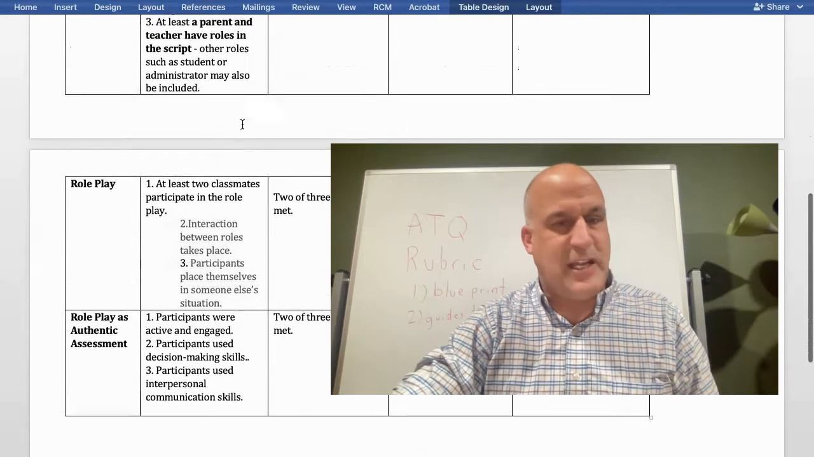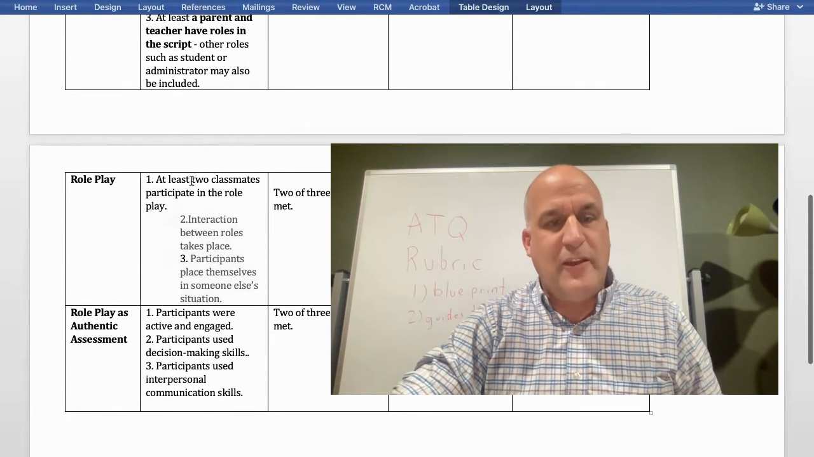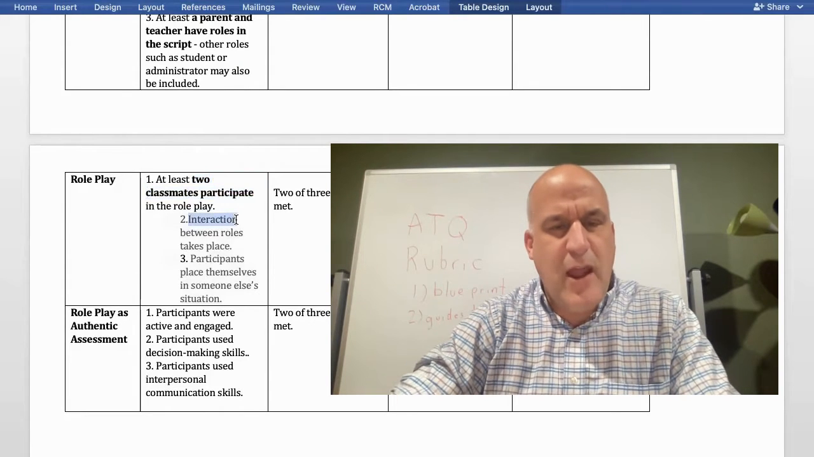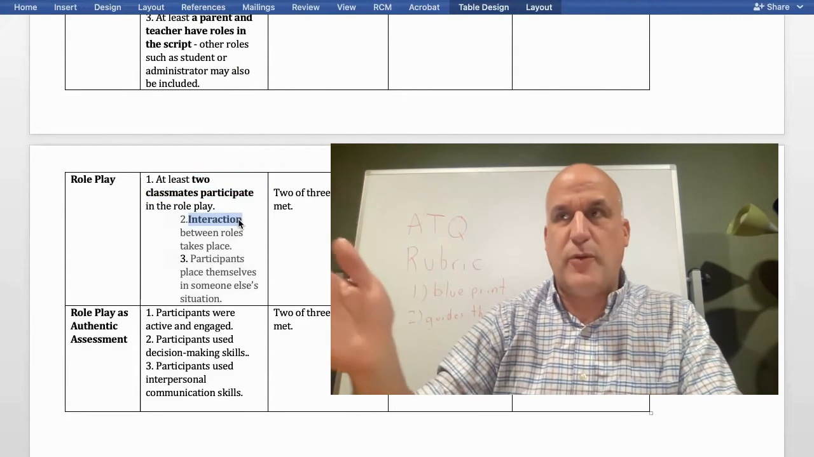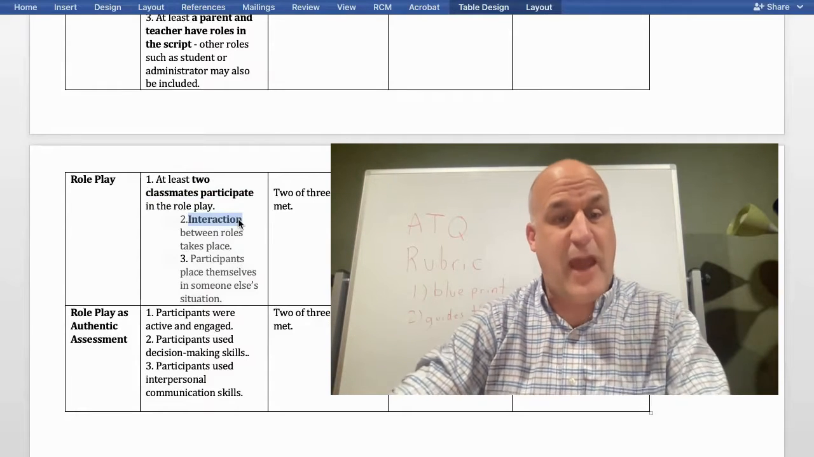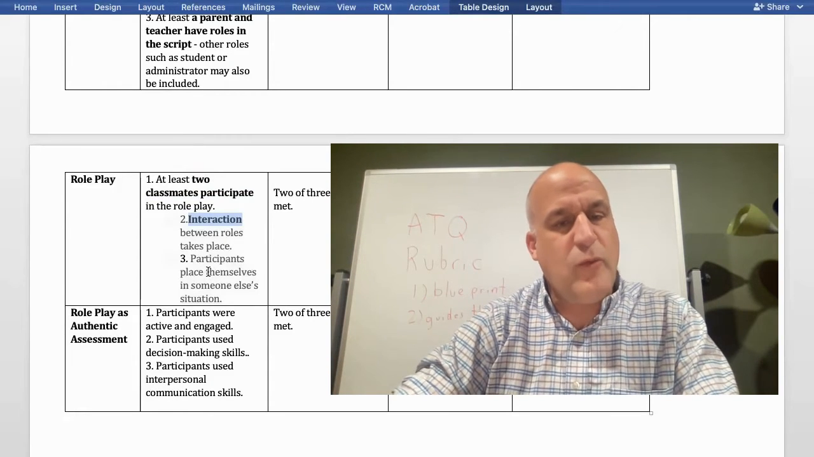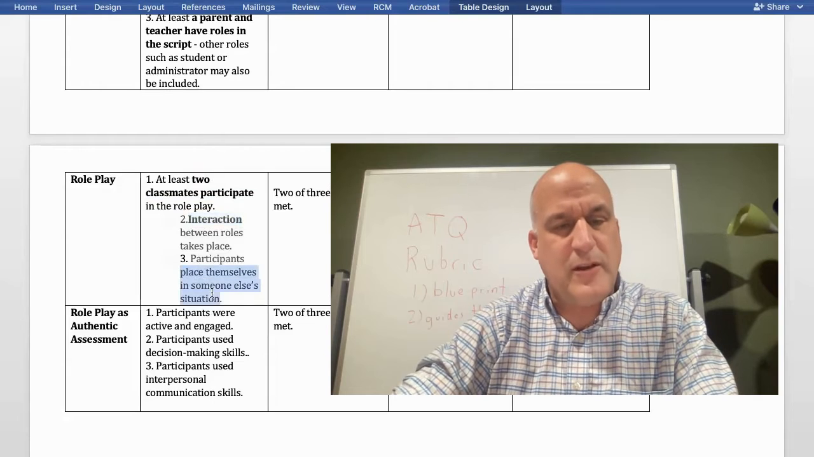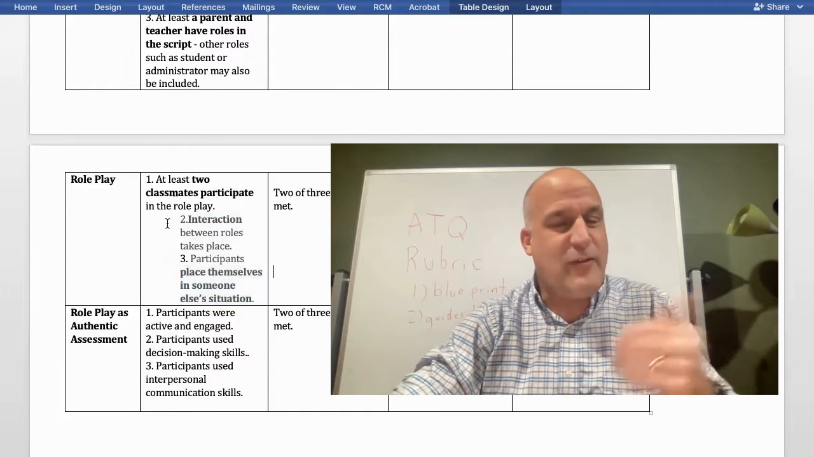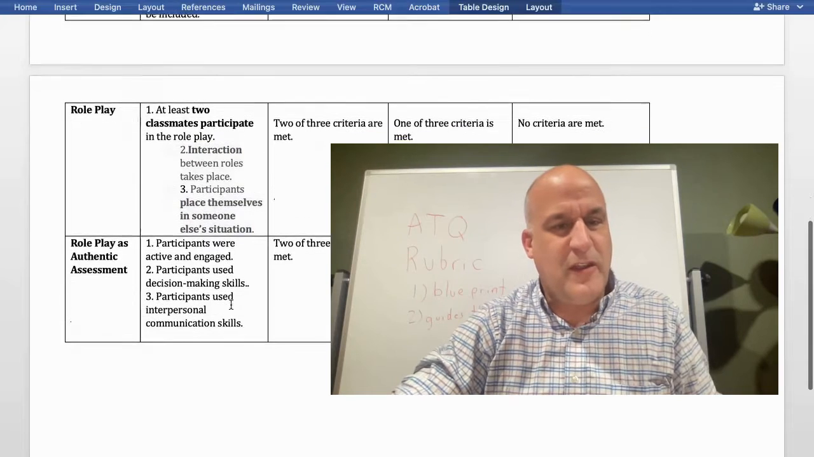So you can, like I said, continue on through it. At least 2 classmates have to participate. There has to be interaction. In other words, it can't just be one person speaking and then it cuts, and then another person speaking. There has to be interaction back and forth. And in this one, they have to place themselves in someone else's situation. So they have to role play. That's why it's called role play. They have to role play someone else.